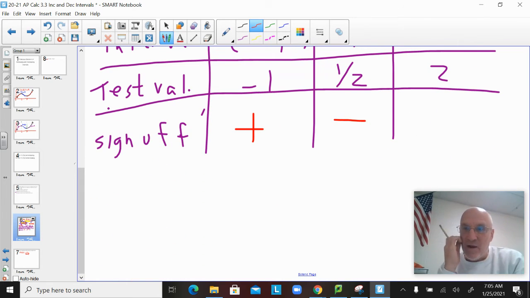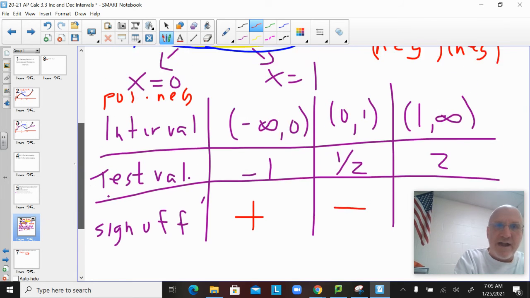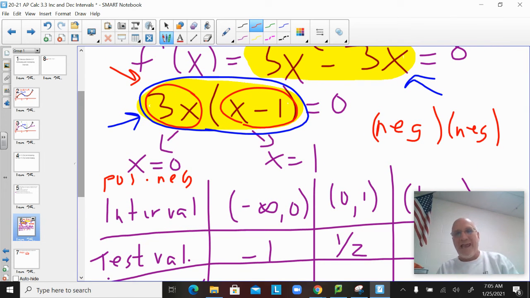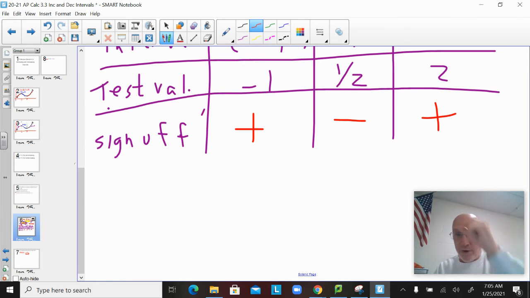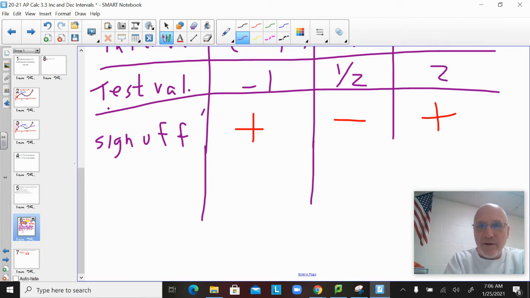And then lastly, let's take the number 2, which is in my last interval, and plug it into the derivative, going back to the factored form, which is these 2 red circles. If I plug in the number 2, 3 times 2 is positive. 2 minus 1 is positive. I have a positive times a positive, which in fact is positive. Which leads me back to here. Now, warning, oftentimes they do alternate from positive to negative, but it is absolutely not guaranteed to do that, so don't jump to any conclusions. So, give me one more line on my table here.